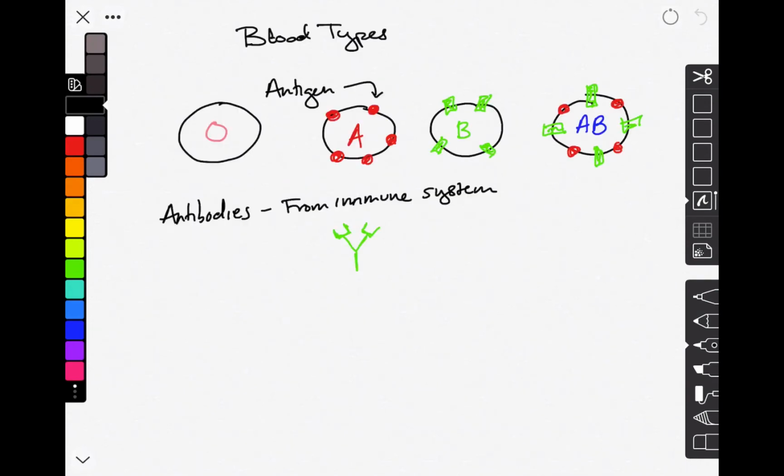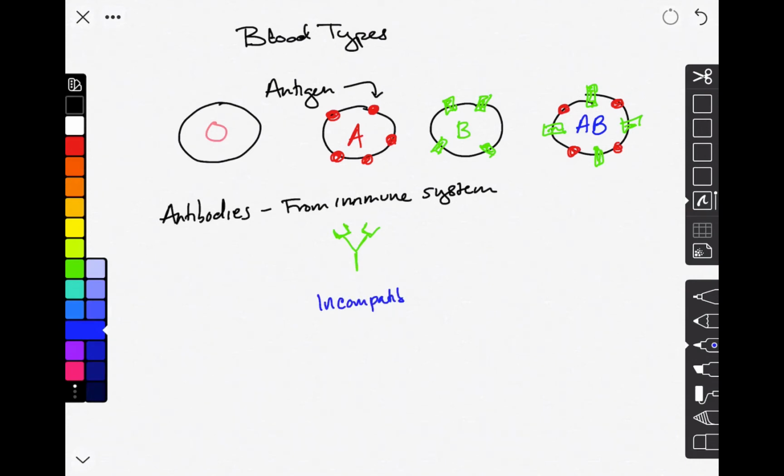So a person with type A blood would have antibodies against type B blood. And this means that they are incompatible with type B blood or AB blood because it has that B component to it. Since O blood doesn't have any surface antigens, there's nothing for the antibodies to grab onto. So this means that this would be compatible with, of course, A blood or O.